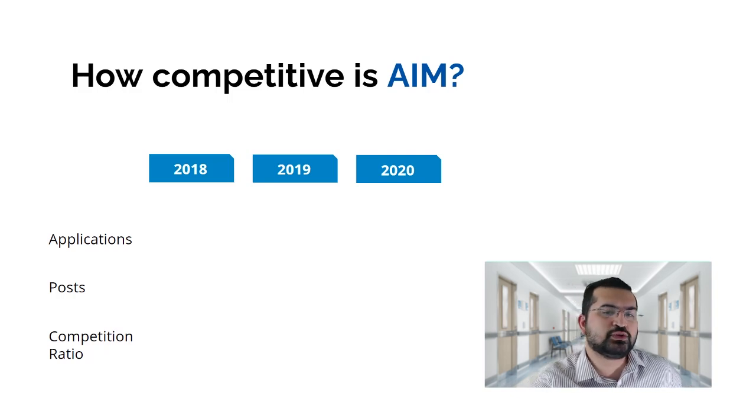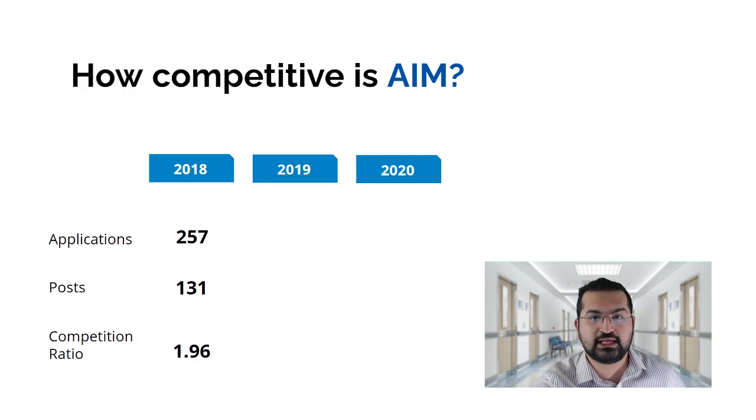So let's see, in 2018, the number of applications for acute internal medicine was 257 against 131 posts. That made a competition ratio of 1.96. That means for one post, there were 1.96 people competing. In 2019, 322 people applied. Mind you, these 322 people might not have it in heart that they really want to join acute internal medicine, because you can apply in multiple, as I said earlier.